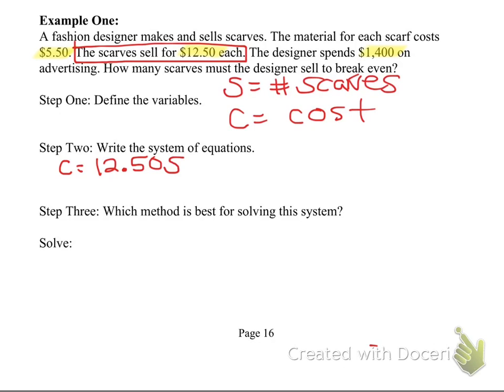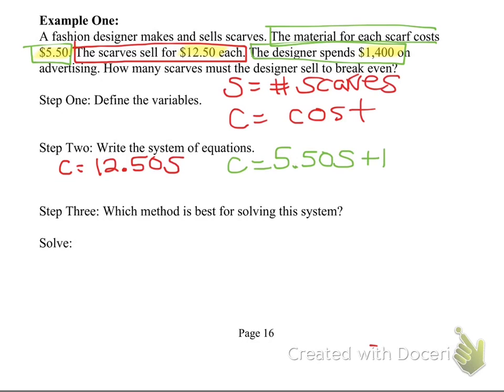Our second equation is how much it costs her. So the material for each scarf costs $5.50 each, and then the designer spends $1,400 on one-time advertising. So we would write that our cost would equal that $5.50 per scarf, and then that one-time cost of $1,400. Okay, so there's our 2 equations, and we need to figure out which method is the best for solving.